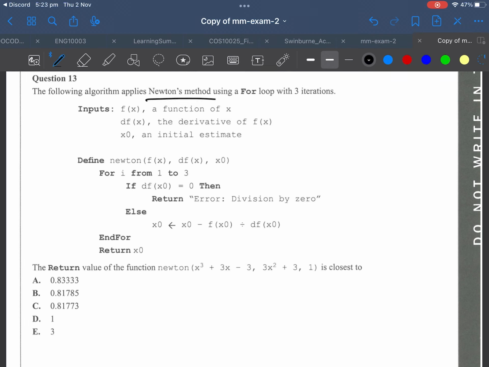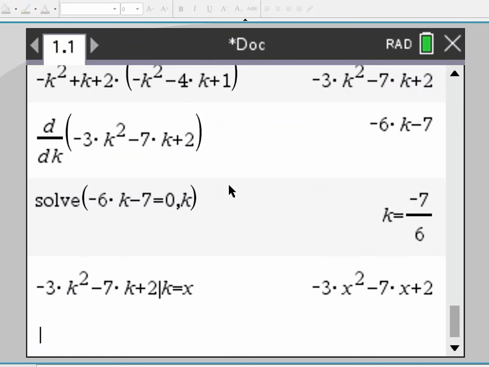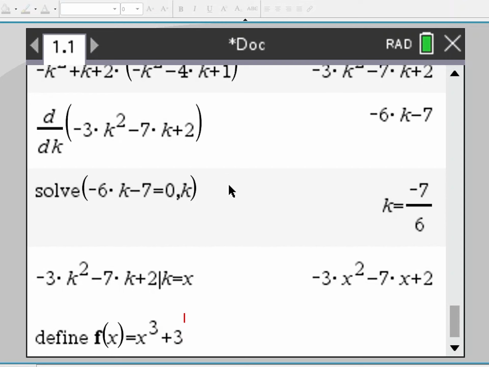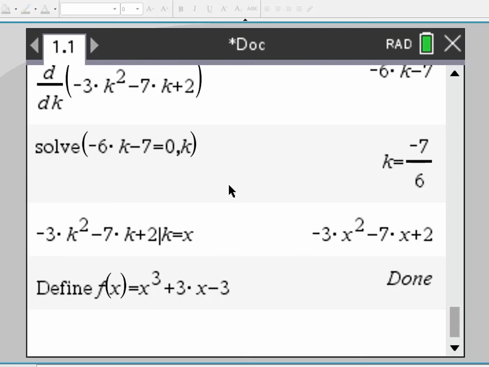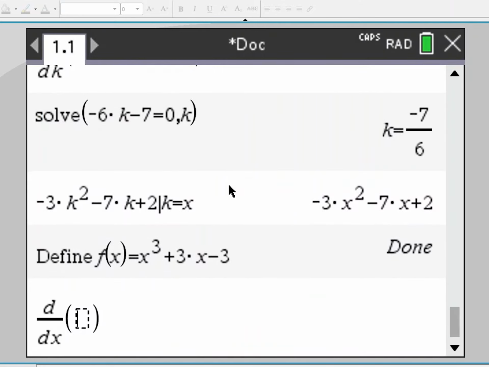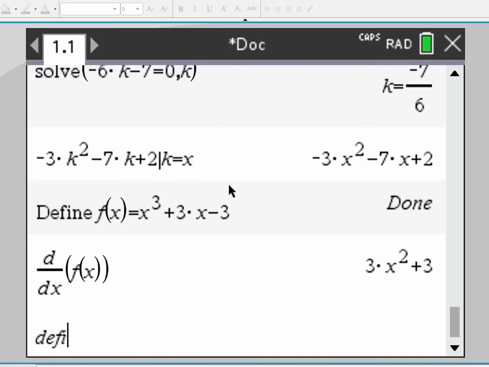Good. And f of x is a function of x. This is the derivative. x0 is an initial estimate. And from 1 to 3, so 3 iterations, we have to use this code 3 times and get the final output. Okay, no problem. So we can just use CAS for this again. So we can define f of x equals x cubed plus 3 times x minus 3. Enter, and now I'm going to differentiate that as well. Menu, 1, f of x, and define that as df of x equals to.